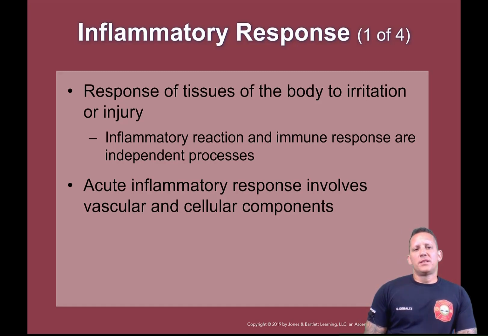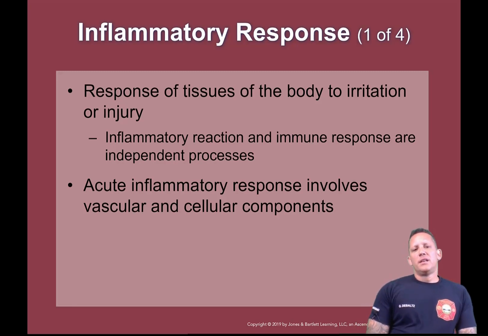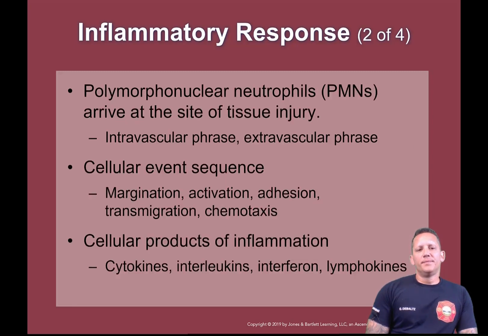Acute inflammation responses involve vascular and cellular components, and that means that the cells that were injured signal the mediators, and the vascular system allows fluid and other things into the tissue around that signal. Polymorphonuclear neutrophils arrive at the site of the injury. This is intravascular phase and extravascular phase.